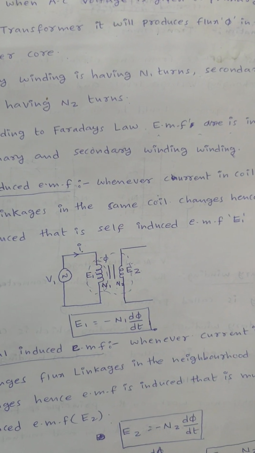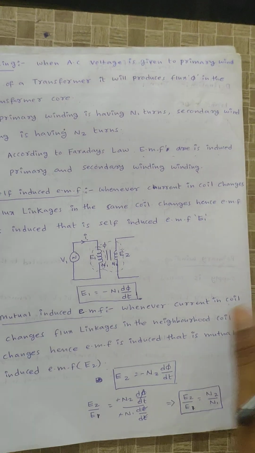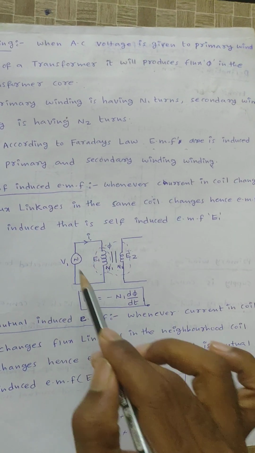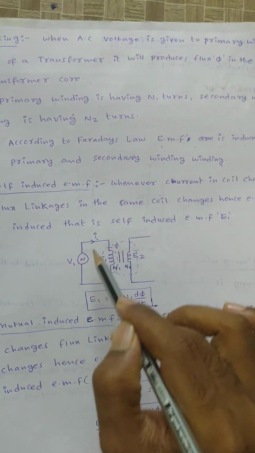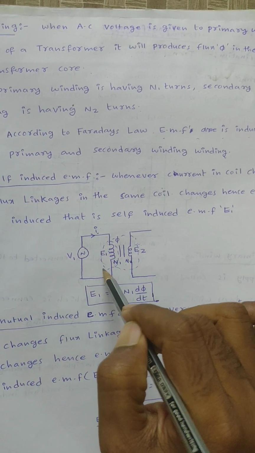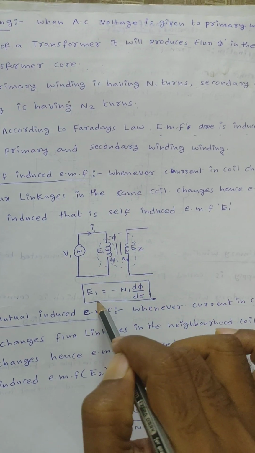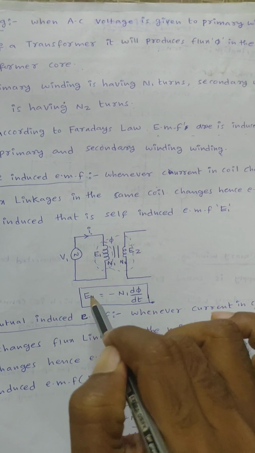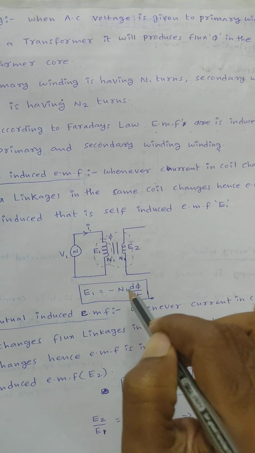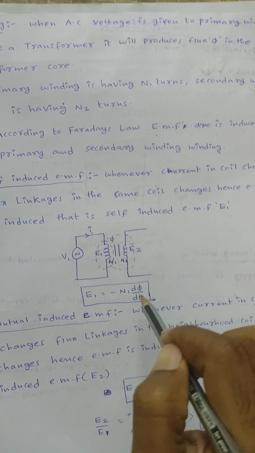That EMF is known as self-induced EMF, that is, E1 is equal to minus N1 d phi by dt.